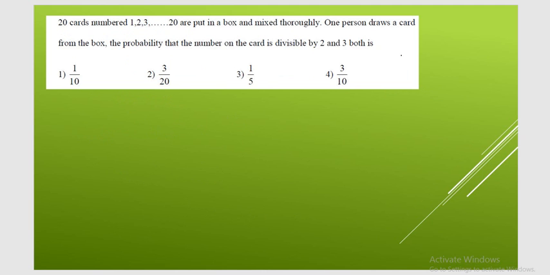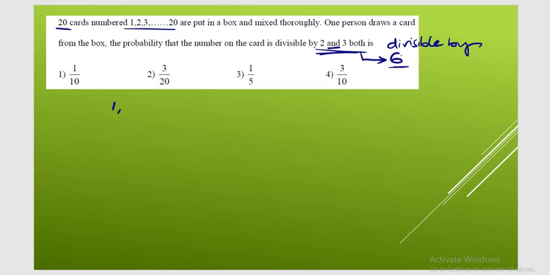Next, moving on to a problem which belongs to probability. So how many cards are given? 20 cards numbered 1 to 20 and mixed thoroughly. One person draws a card from the box. Find the probability that the card is divisible by 2 and 3 both. When you get this word 'and', it means we need to take the LCM of those two numbers. So 2 and 3, LCM is 6. That means we need to get a card which is divisible by 6, so it is divisible by both 2 and 3.